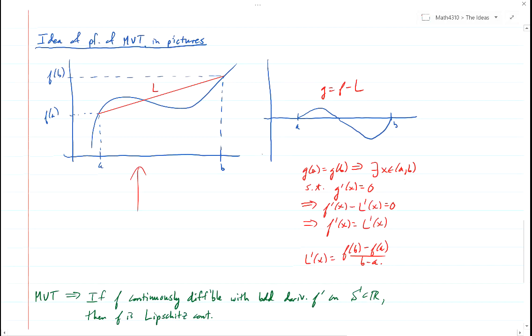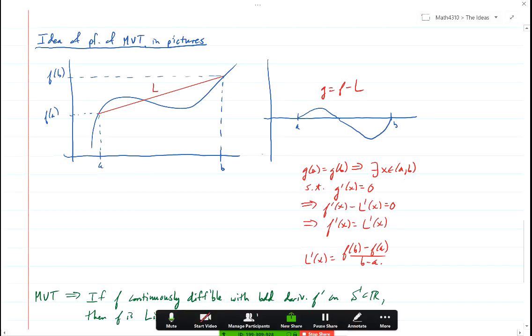But what I can do is define this function L as just the equation for the line that passes through the 2 points a, f of a and b, f of b. That's what the graph of L is showing. Then if I graph what g is, it's f minus L. What I'm basically doing is now getting a function where Rolle's theorem applies to it.